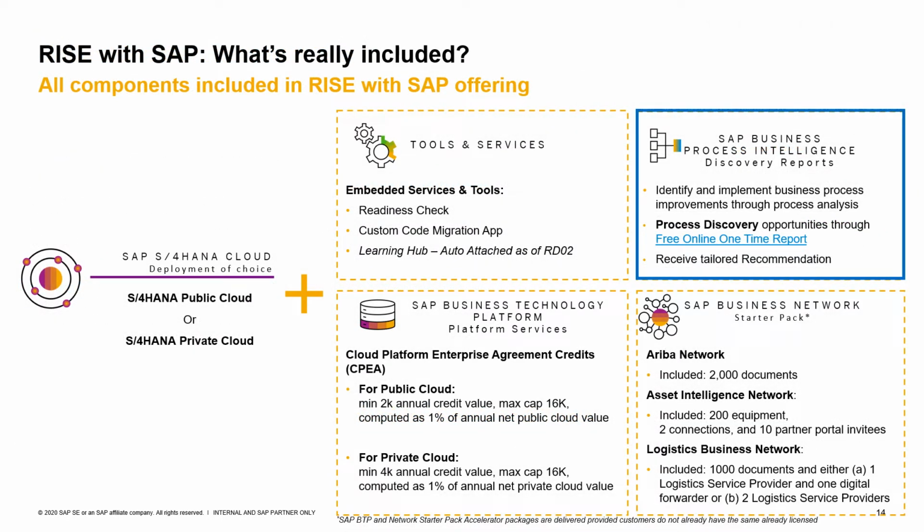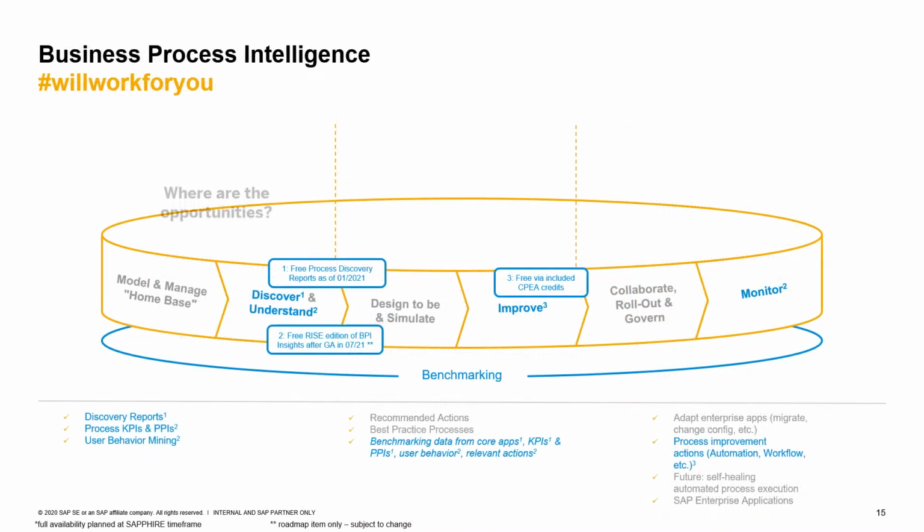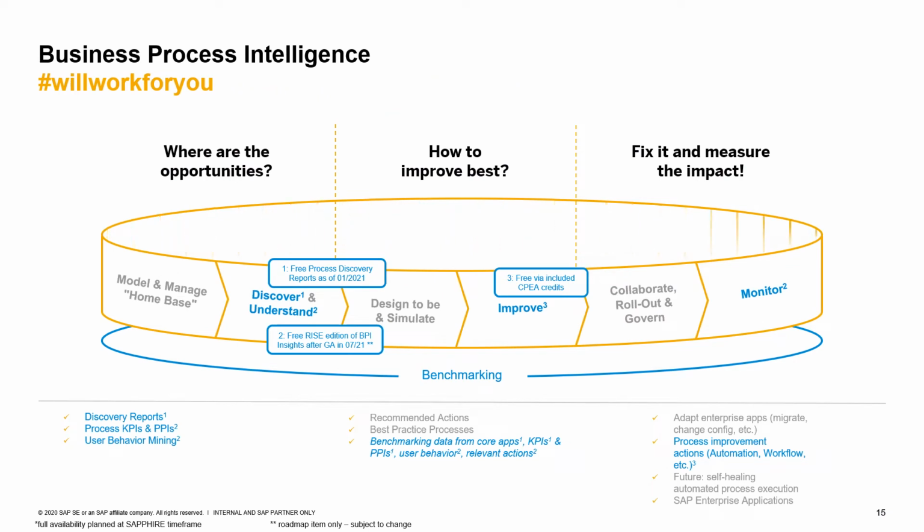Let's next take a look at the SAP Business Process Intelligent Discovery reports that are provided and included with the RISE with SAP offer and included in the subscription fee under the one and single material number. Let's take a look at the business process intelligence that comes included. First, you have free process delivery reports. Next, free RISE edition of BPI Insights. Next, free included CPEA credits. And so this is included as part of the subscription license.